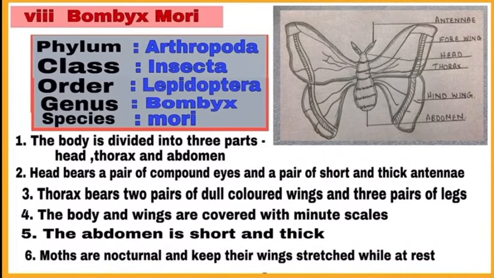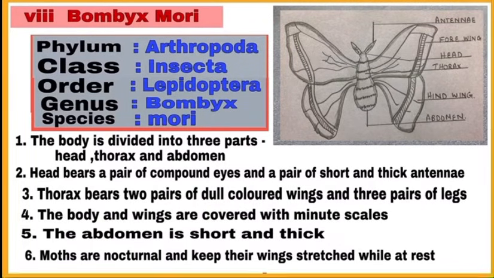Next come to Bombyx mori. It also belongs to phylum Arthropoda and class Insecta. Now see the characteristic features. First, the body is divided into 3 parts: head, thorax and abdomen. Second, the head bears a pair of compound eyes and a pair of short and thick antennae. Third point, the thorax bears 2 pairs of dull colored wings and 3 pairs of legs.